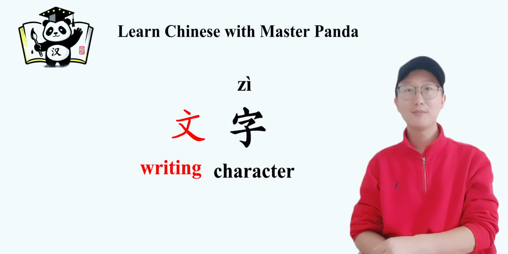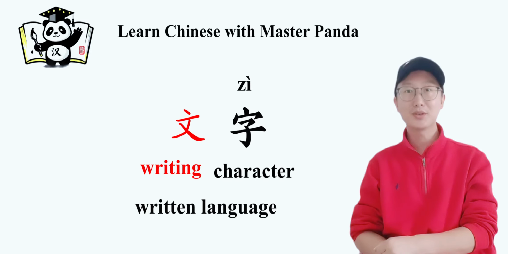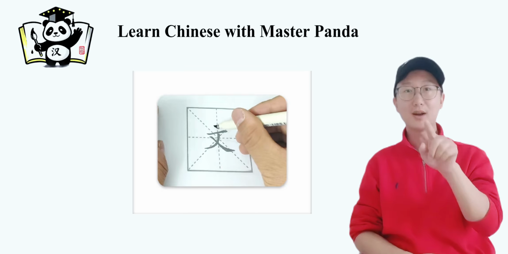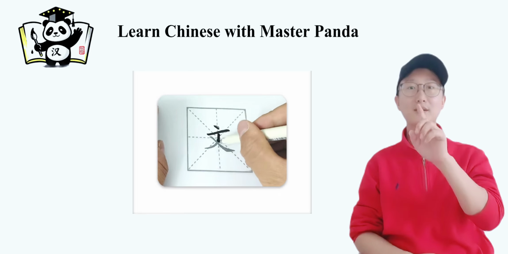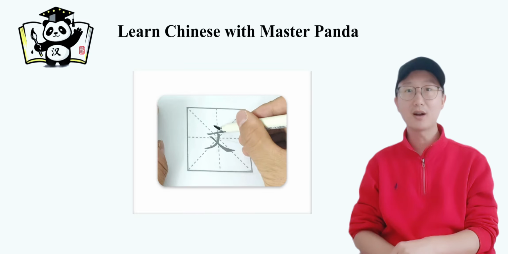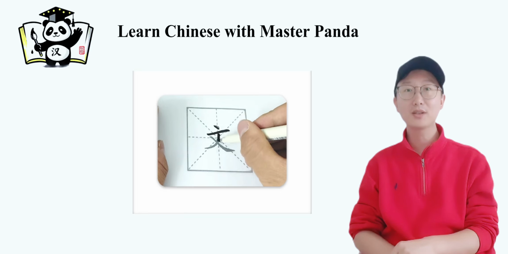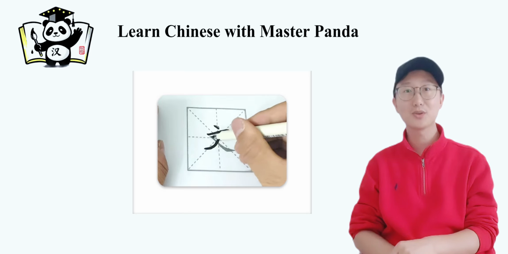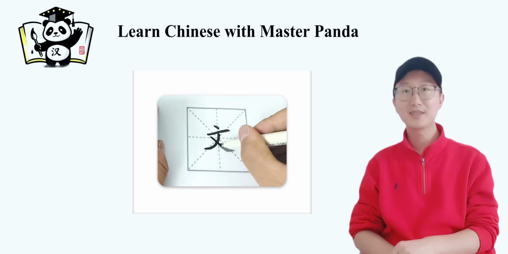文字 means written language or script. Here is the correct stroke order. 点儿横撇捺. First, write a dot 点儿 at the top center. Next, write a horizontal stroke 横 underneath. Then, write a left falling stroke 撇. Finally, write a right falling stroke 捺, balancing the 撇.